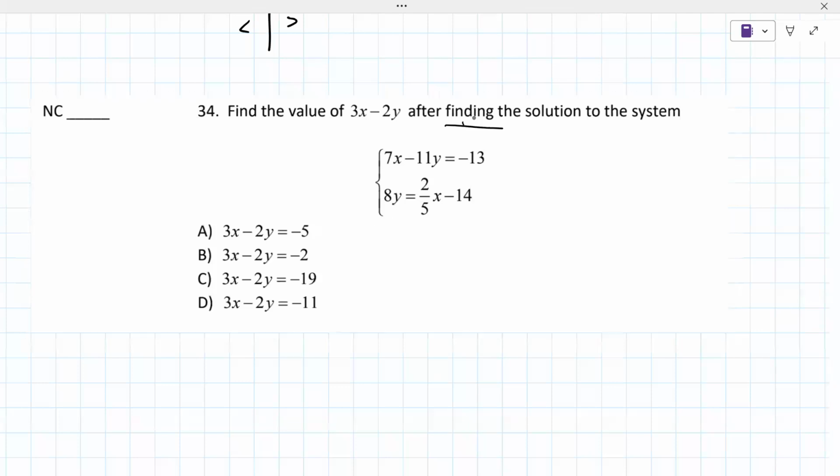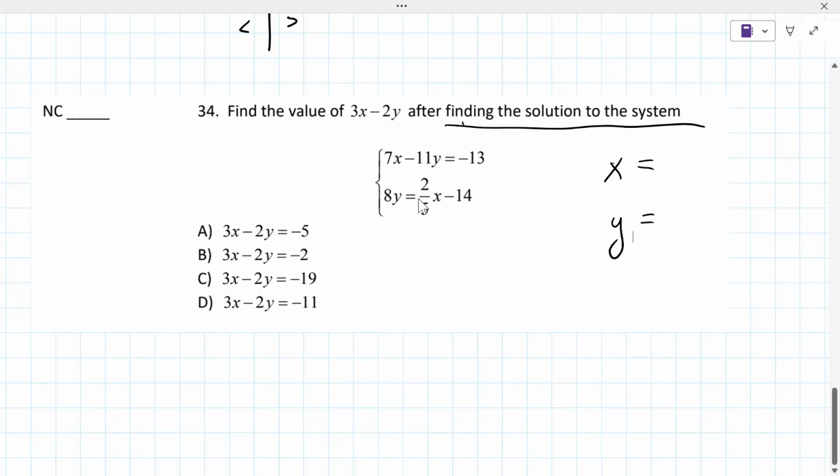They're telling you that you have to find the solutions to this system. You have to find x equals and y equals, and then plug x and y into the equation that they give. Now, just looking at this, you could solve this one for y, but it doesn't really come out clean, so I might not do that.